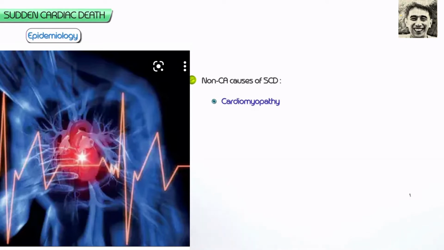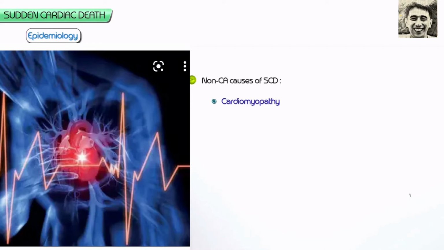In such cases, in the question, you may also see an option called ischemic heart disease. But when they specifically ask about non-coronary artery disease, what is the most common cause of sudden cardiac death which is non-coronary artery in origin, then your answer should be cardiomyopathy, because sometimes they may give you dilated, restrictive, or hypertrophic. So, cardiomyopathy is your answer.